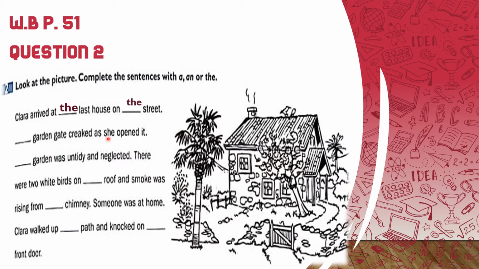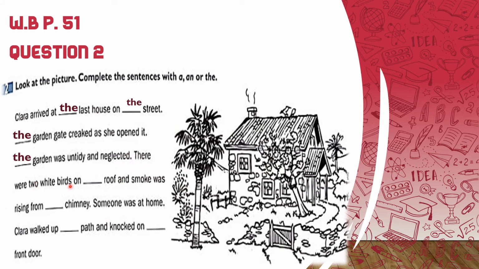The garden gate creaked as she opened it. That means when she opened it, the gate made a sound. We are talking about it, so this is a specific thing. We have to put the: the garden gate creaked as she opened it. The garden was untidy and neglected. So we are talking about a specific garden, the garden that we are talking about. So here we have to put the garden was untidy and neglected.